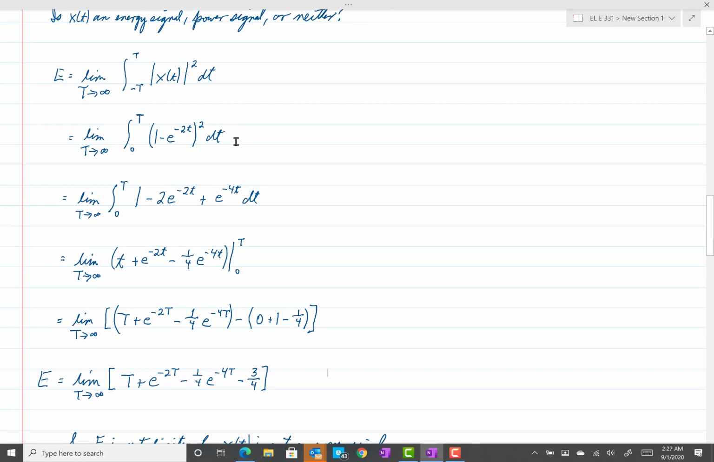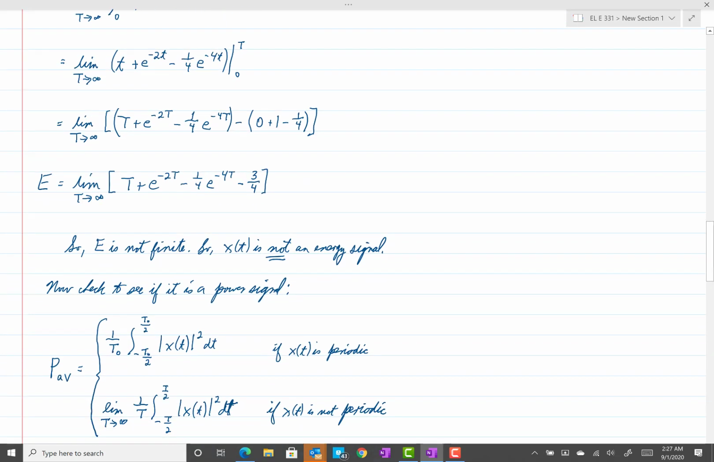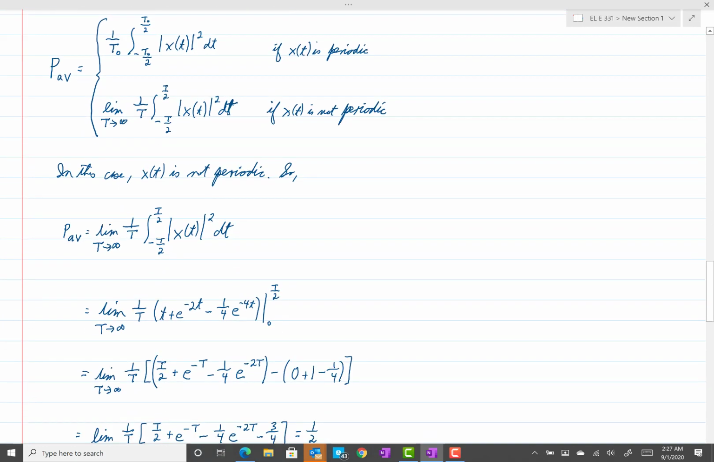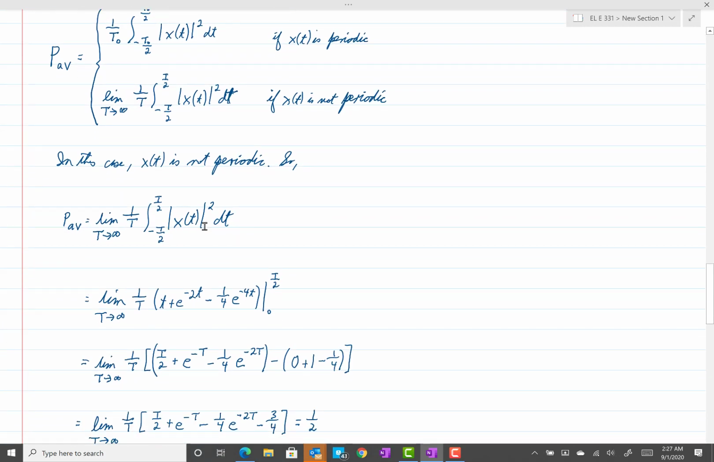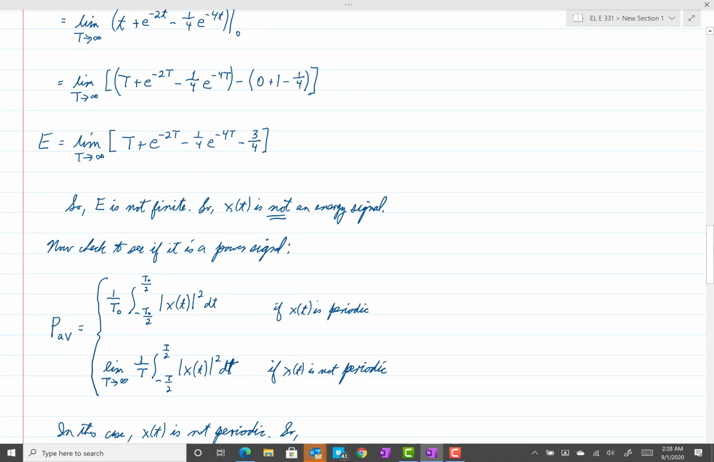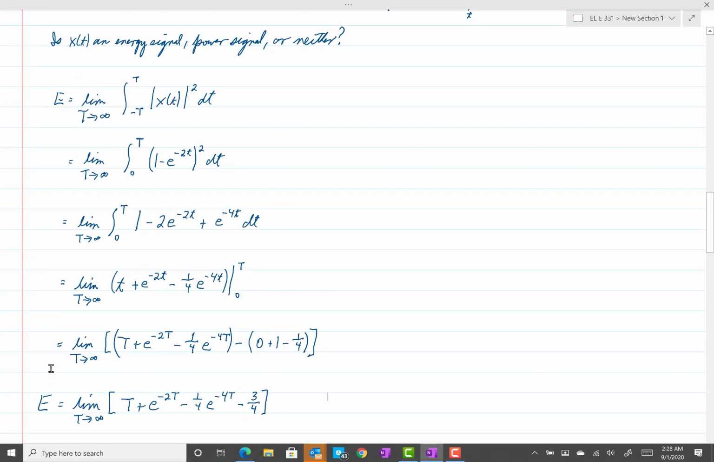Here we were integrating |x(t)|² from 0 to T. And down here, we want to integrate |x(t)|² from minus T/2 to T/2. So we can use some of the work from above. We found out that for the integral, we obtained this expression right here.